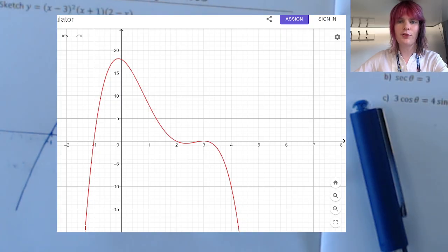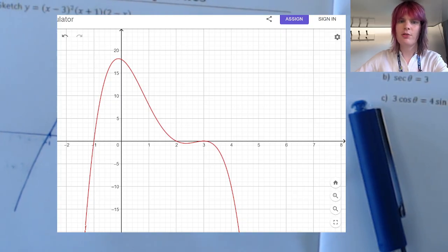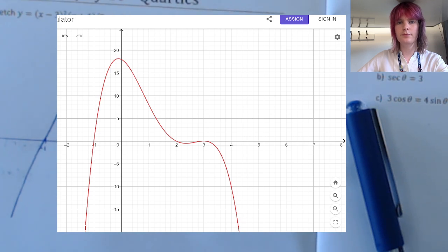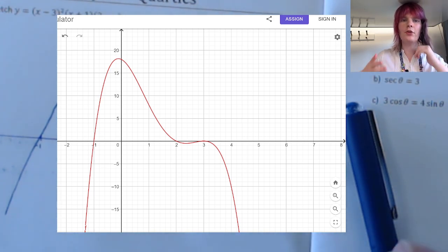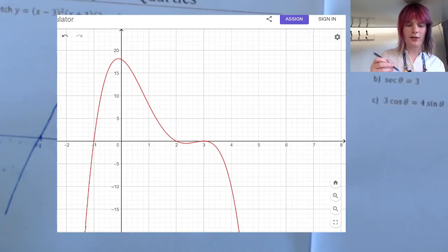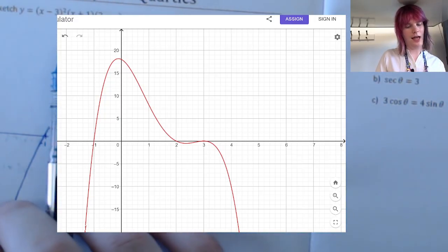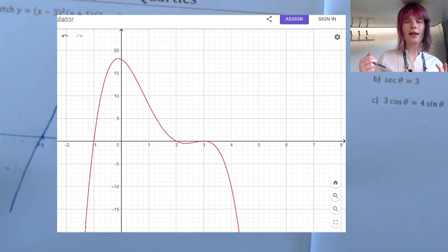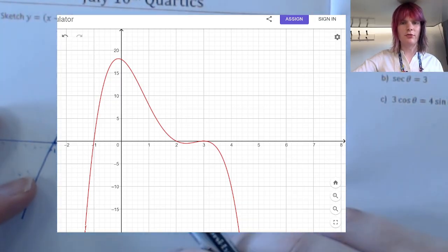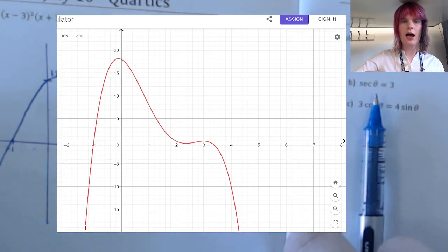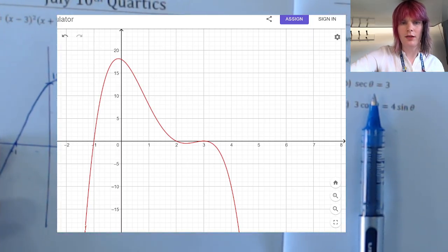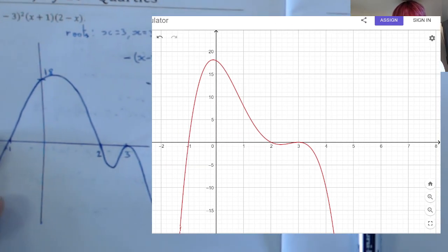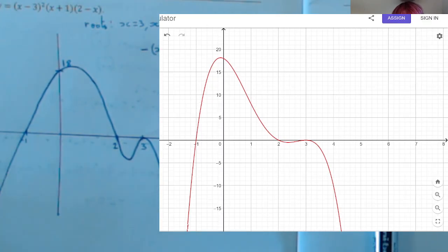Okay, so we've got GeoGebra back out. We've plotted this curve. This is our x minus 3 squared times x plus 1 times 2 minus x. And you can kind of see we've got the general gist of it. So our curve versus their curve. Ooh, moving the wrong thing. There we go. They're fairly similar, but that's kind of your general shape that it should be.